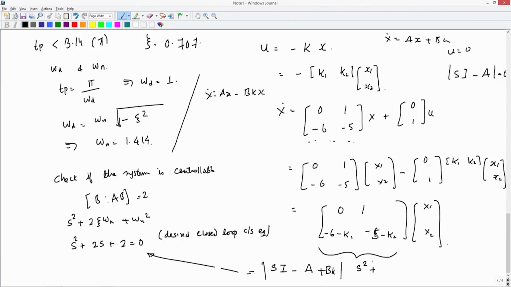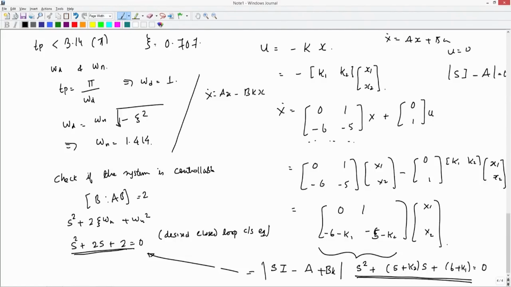S square plus (5 plus k2) times S plus (6 plus k1) is 0. So, I have to solve for k1 and k2. How should this look? Well, this should exactly look like this.